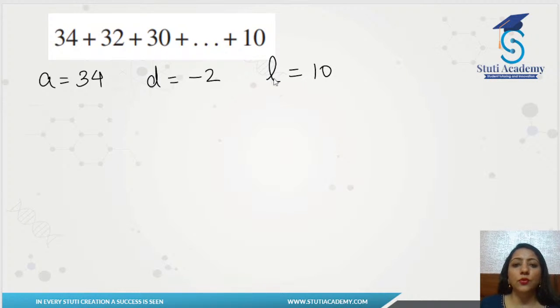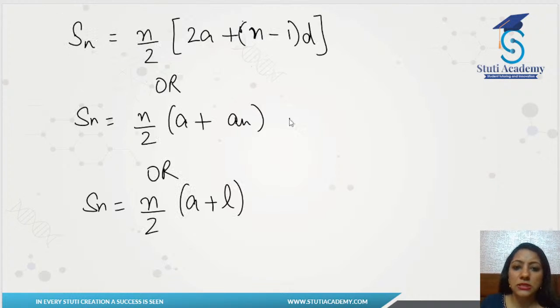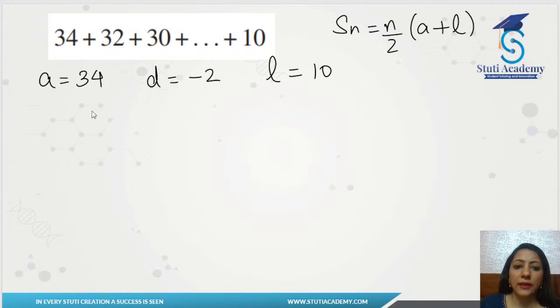Now again we don't know n. Please notice I'm going to use this formula: Sn is equal to n by 2 times a plus l. Now even if I use this one or this one, any one of these, I still need n. So I can pick anything as per my choice, but in any case we need n here. So I'm going to first solve for n. So an is given by 10, that is the last term actually. I have replaced this an by 10.